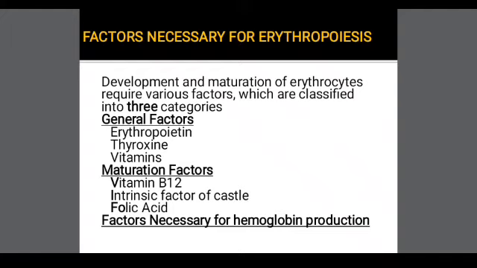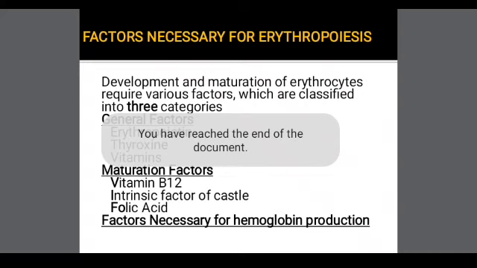Then we also see factors necessary for hemoglobin production. Iron is necessary for the formation of the heme part of hemoglobin. Copper is necessary for the absorption of iron from the GIT. We also see vitamins like vitamin C, riboflavin, nicotinic acid, and pyridoxine, as well as some proteins and amino acids. These are the factors necessary for hemoglobin formation.